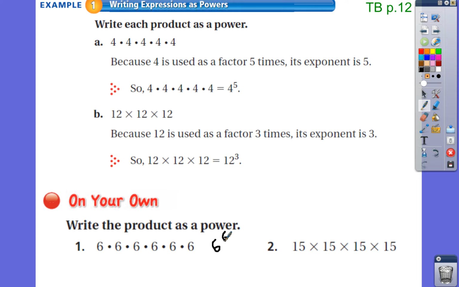Let's take a look at problem 2. 15 is the number getting multiplied, so I know that it will be the base. My base number is 15. When I look here, there are 4 15s, so it is going to be 15 to the 4th power.